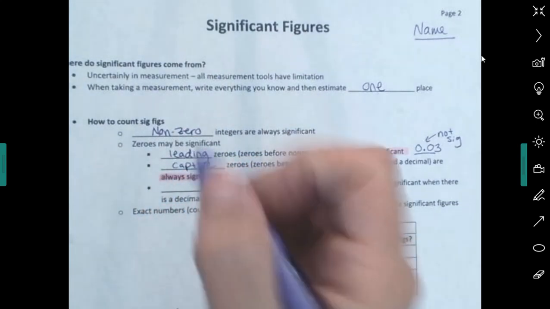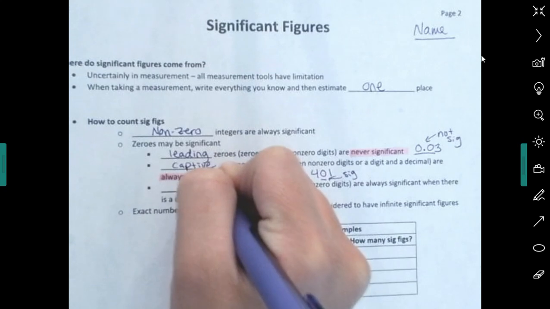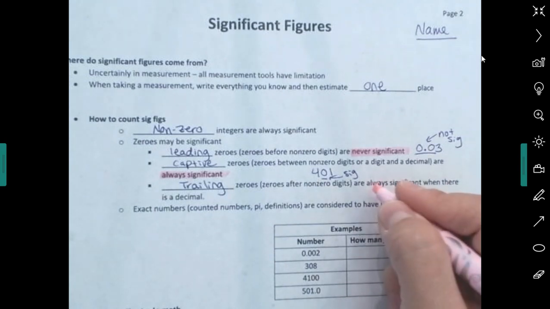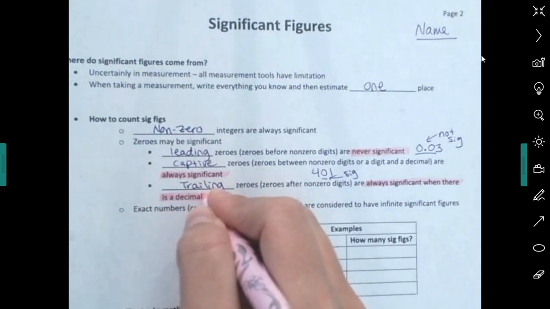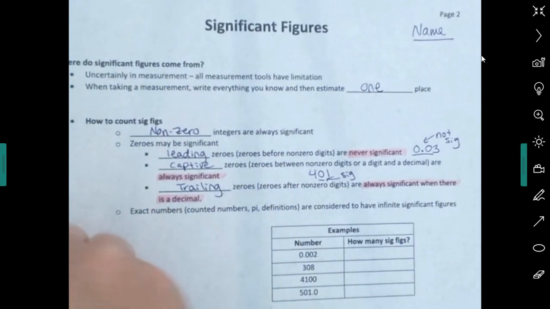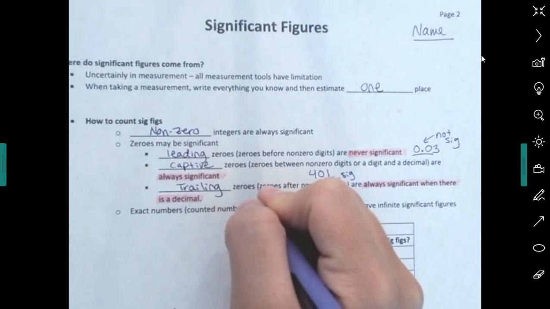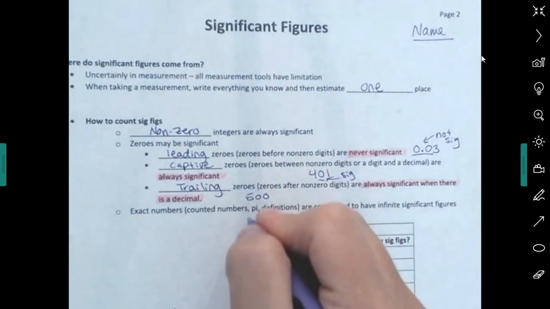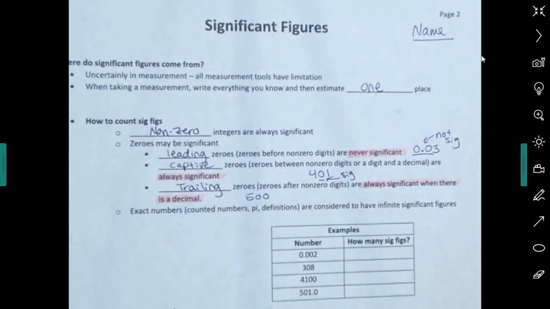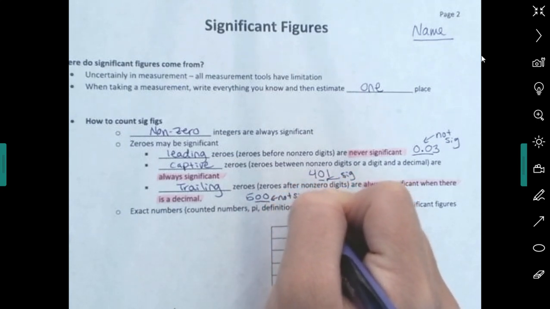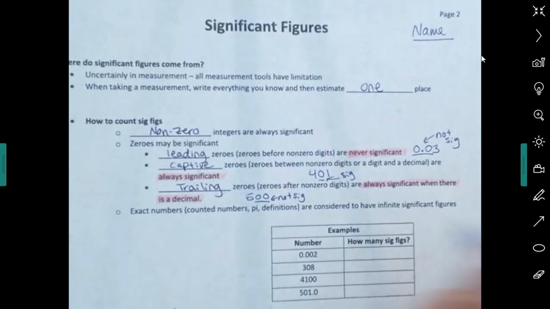And the last one is trailing zeros. Trailing zeros are the zeros after the non-zero digits. This is where kids get super confused. They're always significant when there is a decimal. So if there's a decimal, they're significant. If there's no decimal, they're not. So an example of that would be if you have the number 500. Those zeros, do you see a decimal? No? Okay, not significant. So this would only have one sig fig, and that would be the 5.